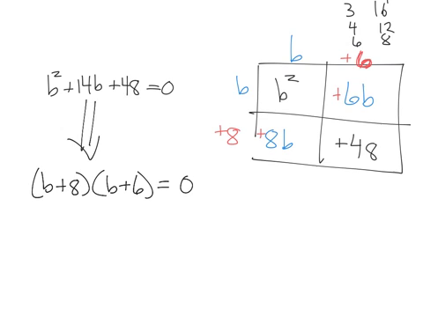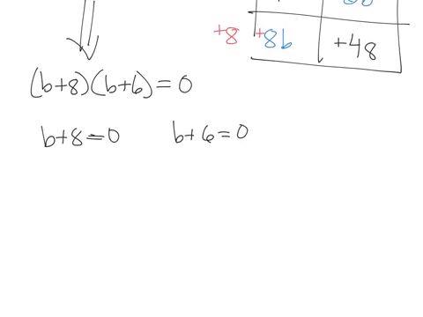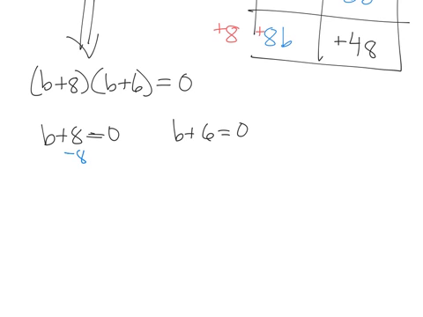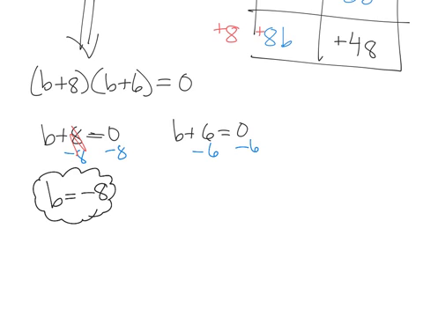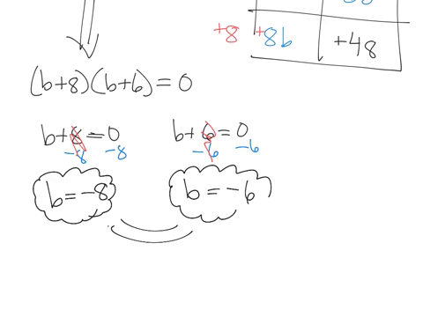So that means either b plus 8 equals 0 or b plus 6 equals 0. So subtracting both sides by 8, the 8's cancel, you get b is equal to negative 8. And then over here, subtracting both sides by 6, the 6's cancel, and you get b is equal to negative 6. And there are your two possible answers.